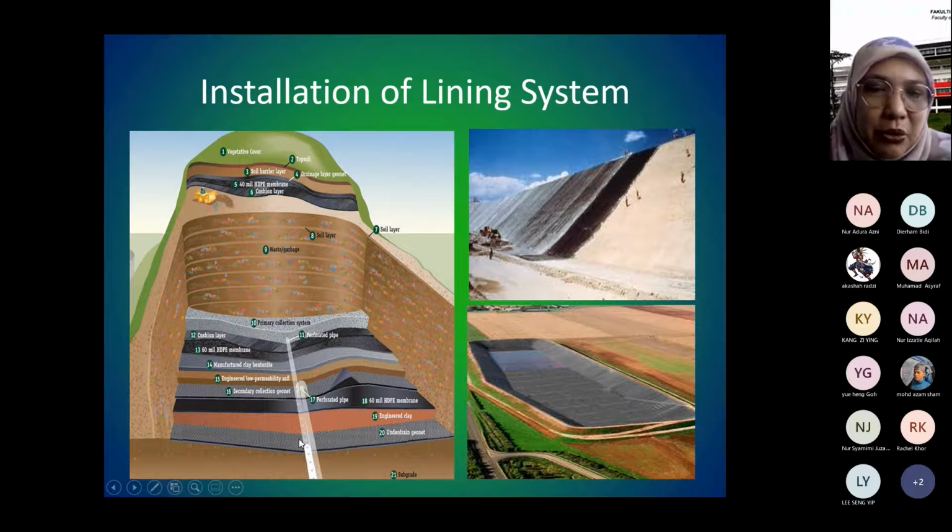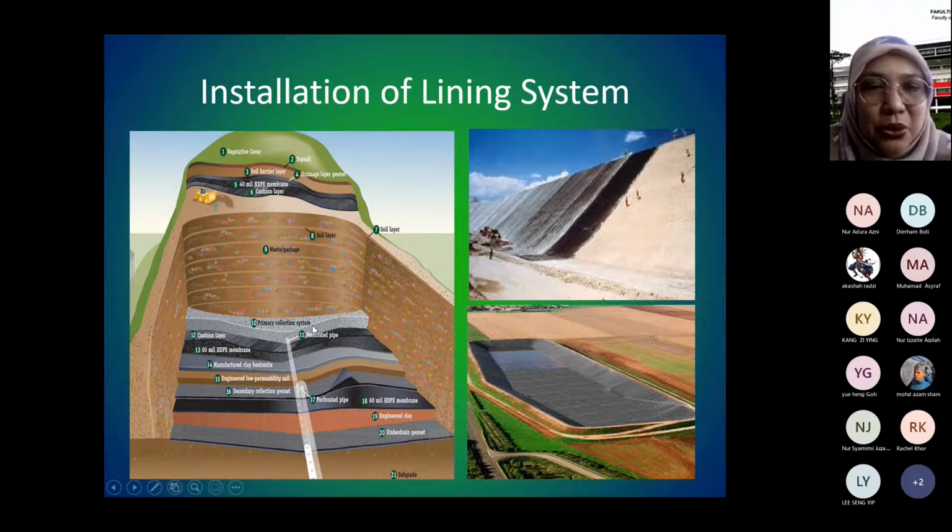Here we can see the cross section. This would be the piping system, and then this would be the first lining system, for example, underdrain geomat, and then engineered clay lining system, and then there would be an HDPE membrane, very thick plastic membrane, and then secondary geomat. So this is a multiple lining system that is being considered.